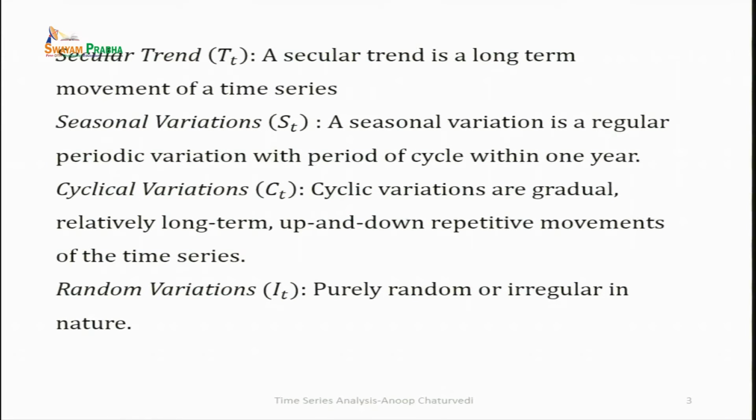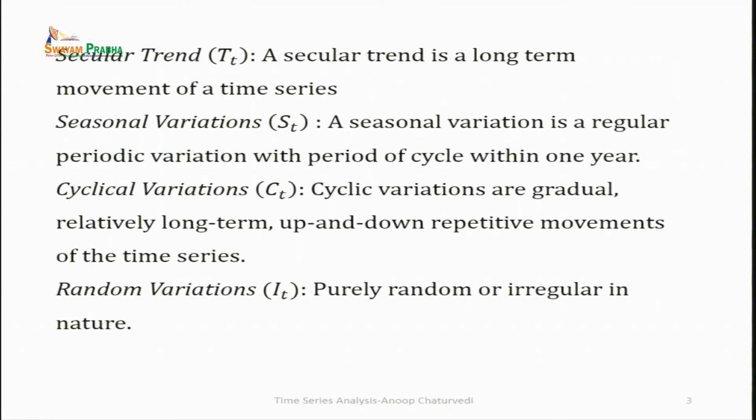A seasonal variation is a regular periodic variation with a period of cycle within 1 year. So, it is periodic. For example, if you consider the monthly sale of umbrellas in a departmental store, you will observe that during the rainy season the sale increases, and this is a periodic phenomenon. This happens each and every year. And what is the reason behind this phenomenon? It is the season, the rainy season.